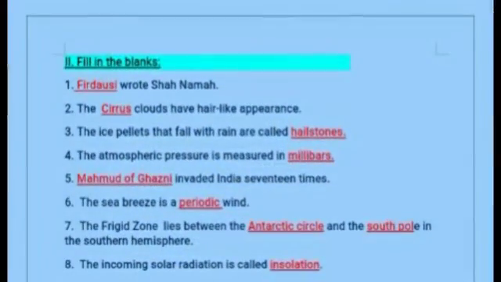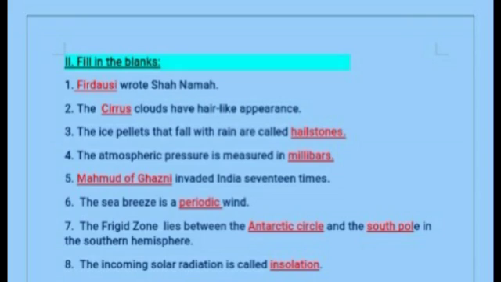So, second Roman letter is fill in the blanks. So, first question, who wrote Shahnama? Yes, it is Firdausi. Second one, the dash clouds have hair-like appearance. Yes, the cirrus clouds. Third one, the ice pellets that fall with rain are called dash. Yes, they are called hailstones. Fourth one, the atmospheric pressure is measured in dash. It is measured in millibars.